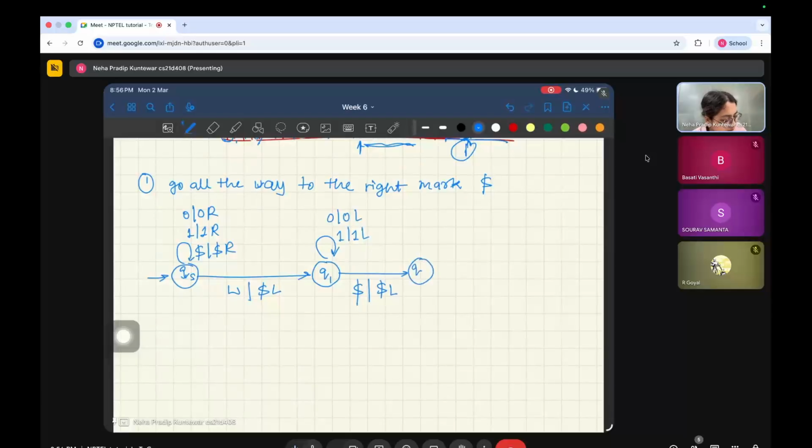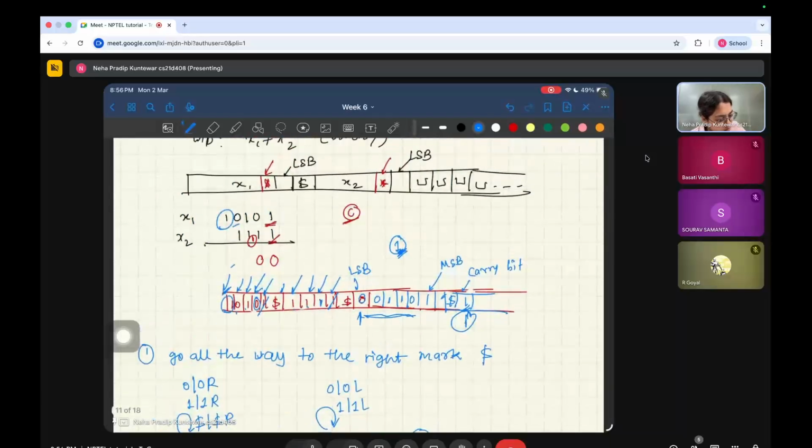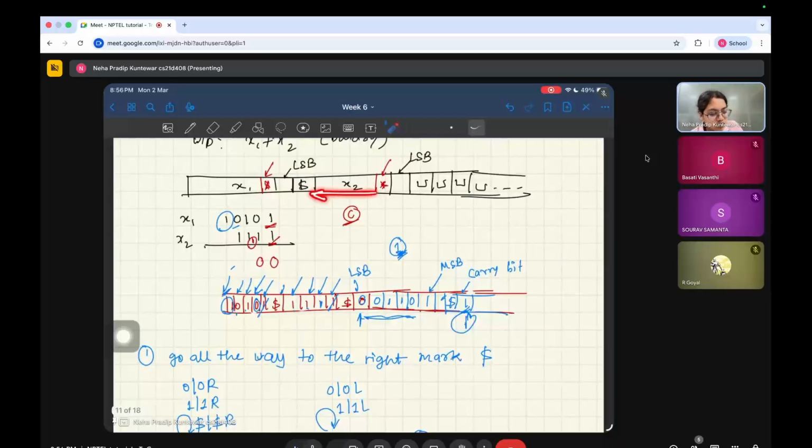that means where are you now? You have skipped all of x2, you have seen this dollar, you move to the left, that means you are now reading the LSB of x1. You are reading the LSB of x1, and you want to read the LSB of x2. So what should you do? You should go back all the way here and find out what is the LSB of x2.